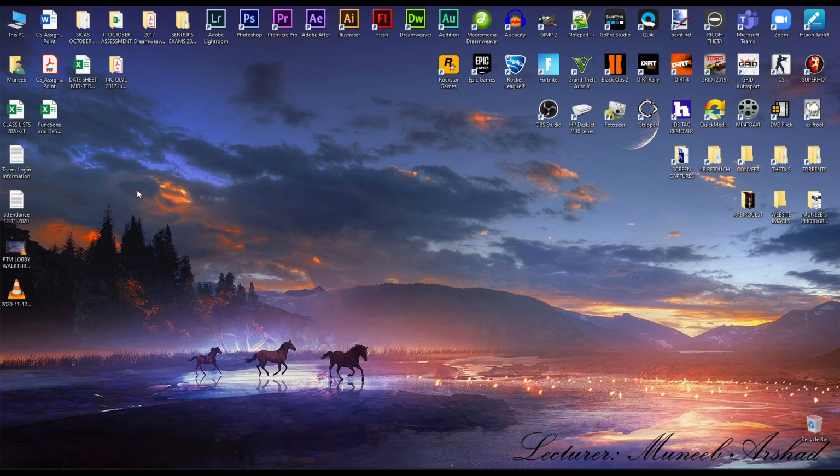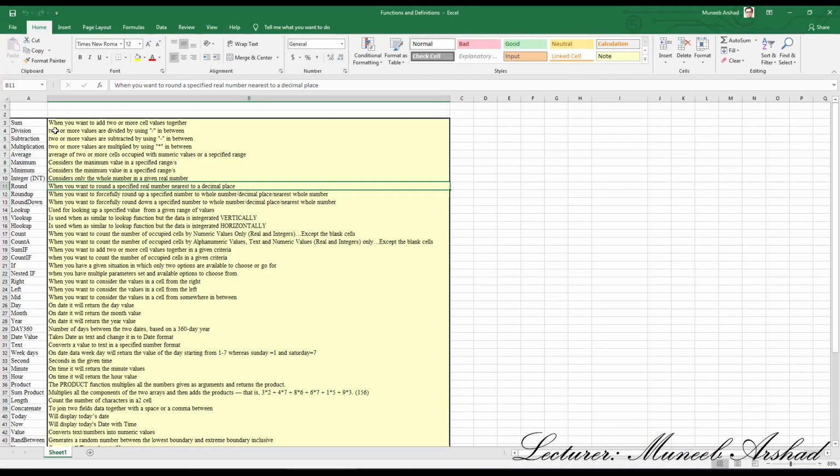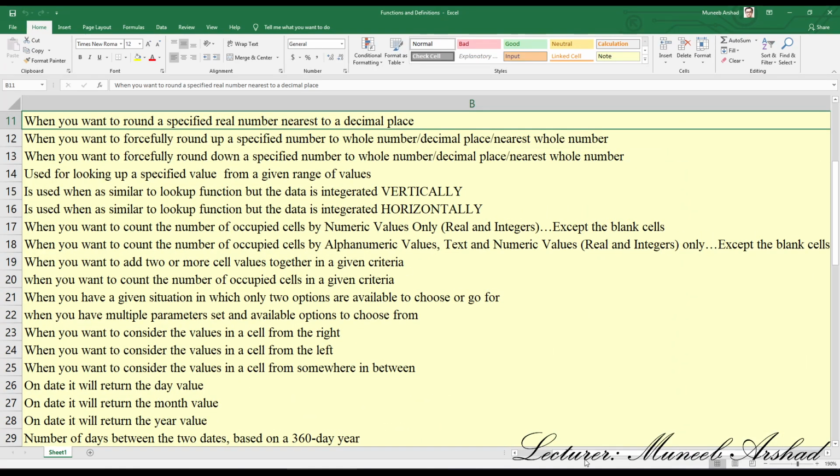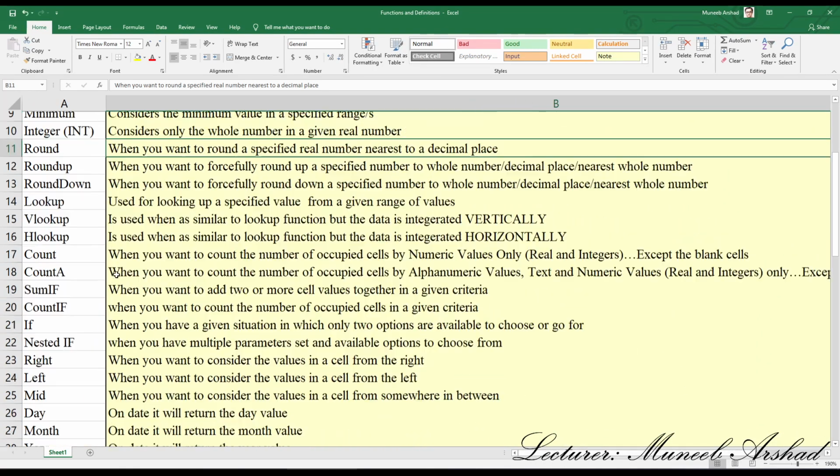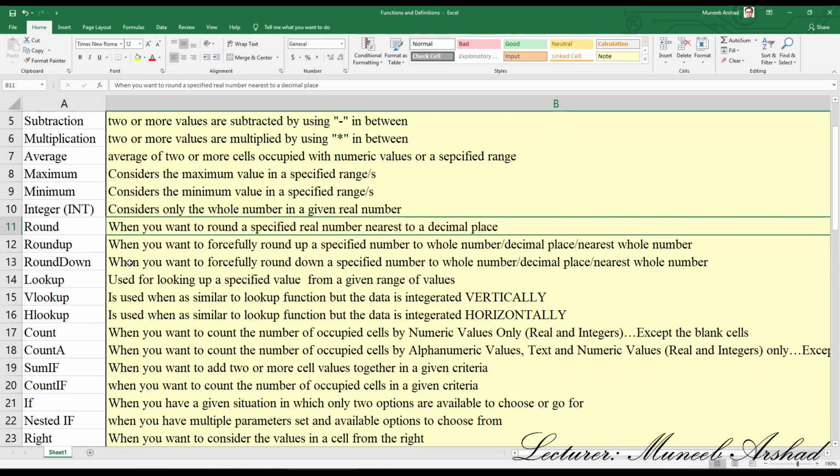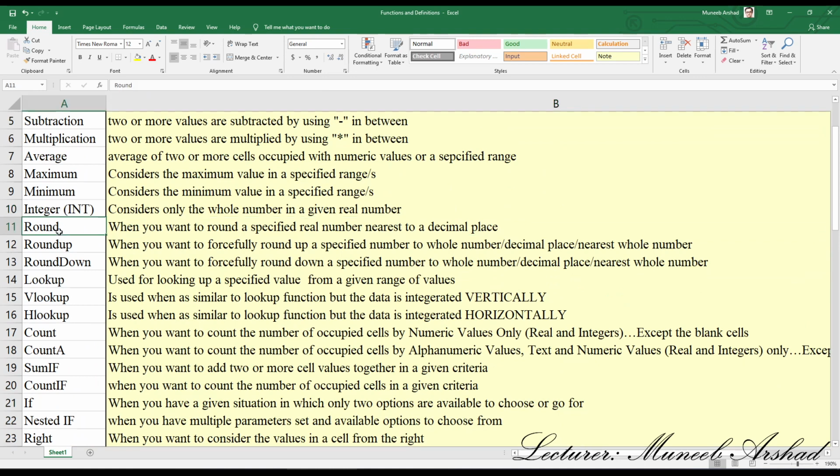So let's get started. In this particular tutorial, I'm going to talk about functions which are integer, round, round up, and round down. So these are very important functions, and the understanding regarding these functions is critical.